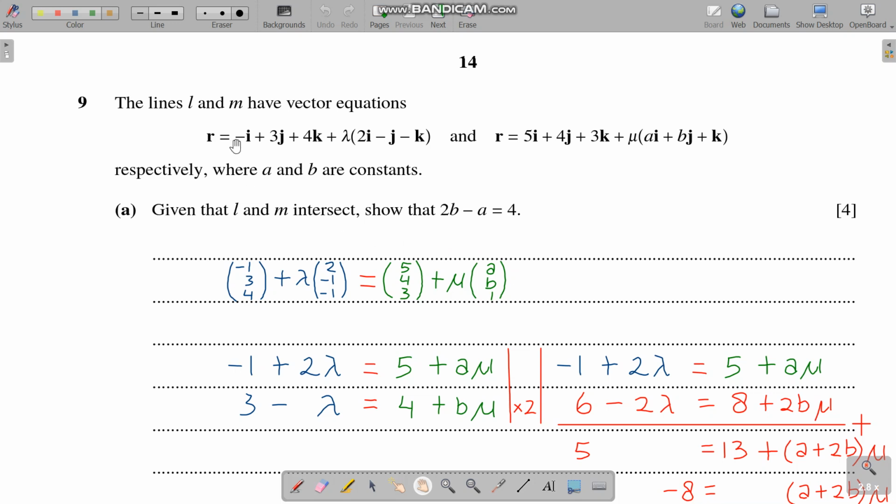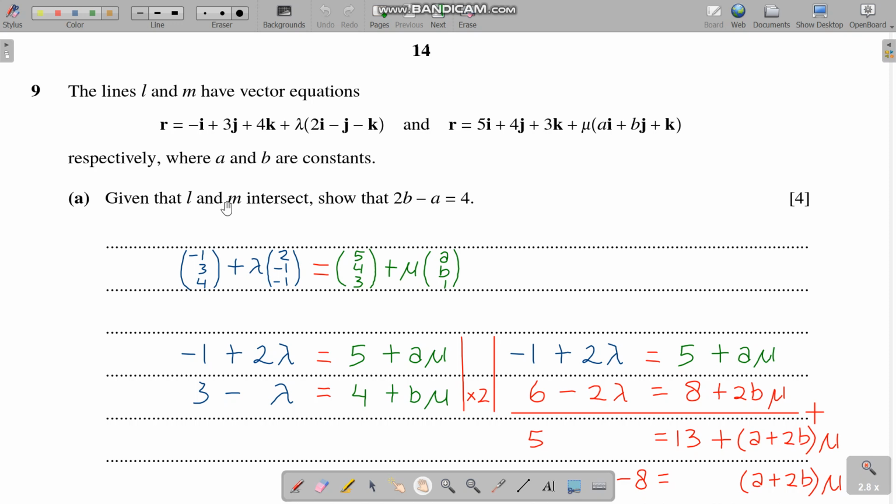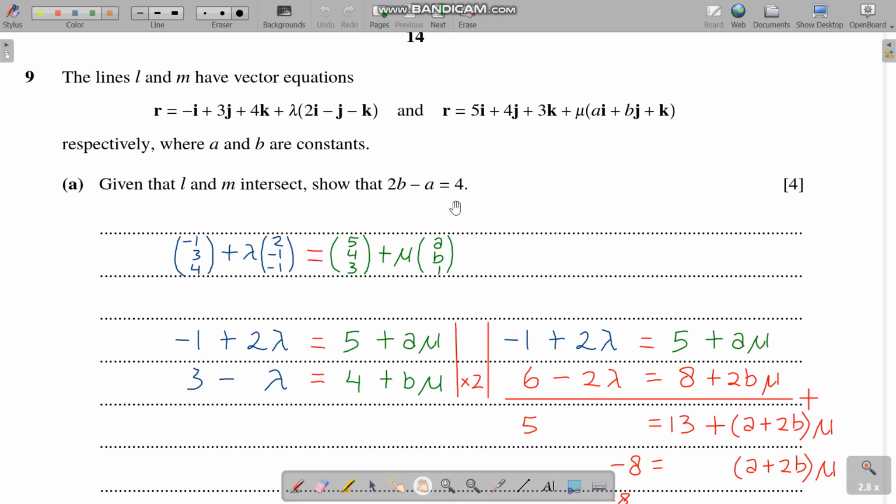Vectors. The lines L and M have vector equations. Given that L and M intersect, show that 2b minus a equals 4. So we can start off by using the column vectors.